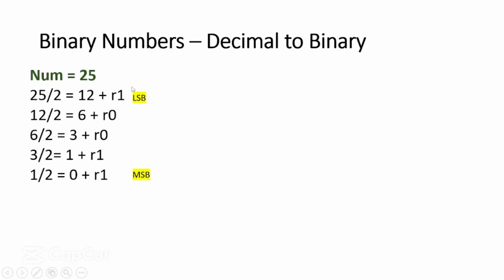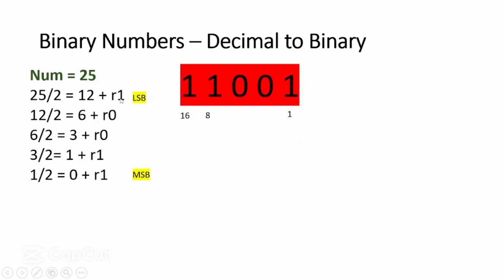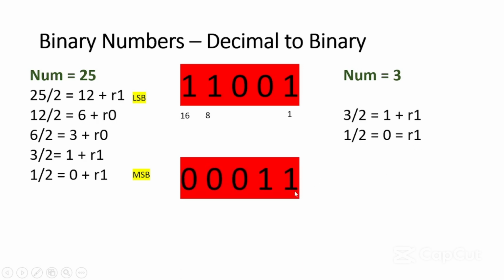So this number on the top is the least significant bit, and the number at the bottom is the most significant bit. So if we write it down, we start with 1, 0, 0, 1, and 1. Let's take another example, 3. 3 divided by 2 is 1 with a remainder of 1. 1 divided by 2 is 0 with a remainder of 1. So this is how we represent the number 3.